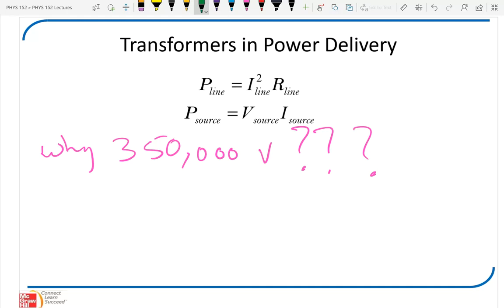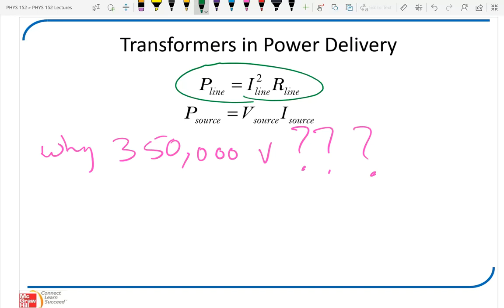What is the big concern for the electrical power company? Money? What do you say? Not to lose it. Well, you have wires, and these wires are not superconductors. That means they have a finite resistance. There's energy lost as electricity goes through those wires. But the power lost is going to be current squared times the resistance of the line, right? Because you have the current going through the wire.